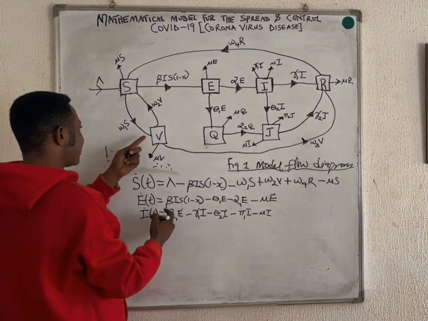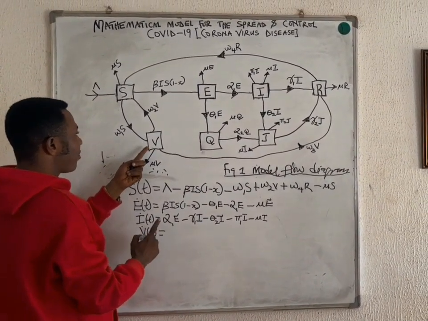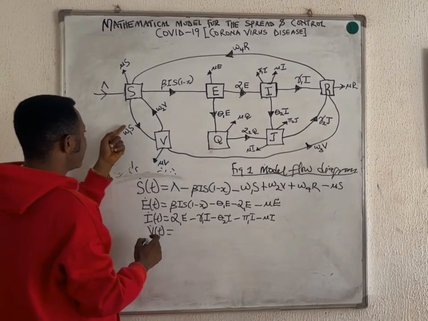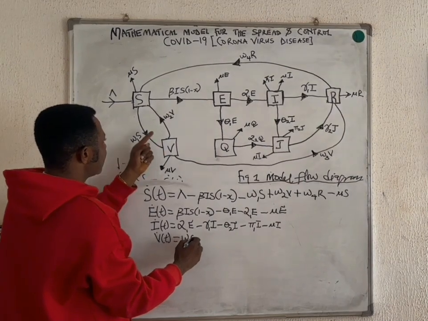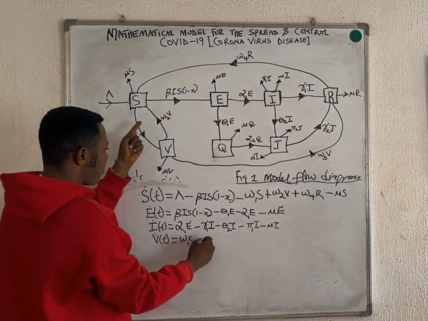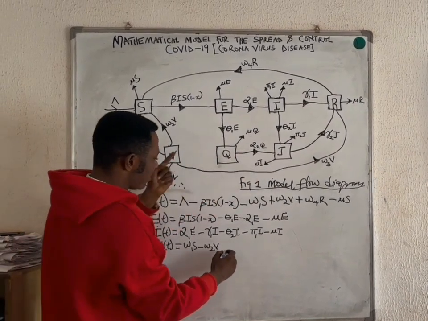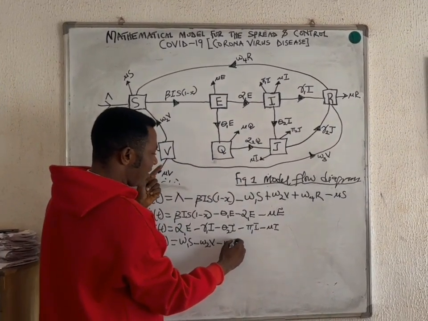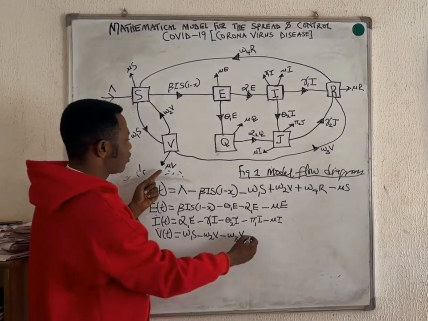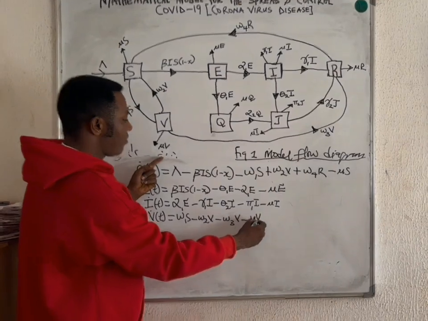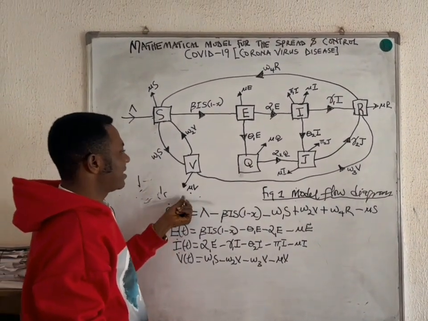Yes, then we'll now move to, let's write the vaccinated first. V dot of T, vaccinated population. Now, check very well. Omega sub 1 S is entering this class. Then minus omega 2 V is leaving. Then this is also leaving, minus omega 3 V, all right? Then minus mu V is leaving, that is the natural death rate for the vaccinated class.